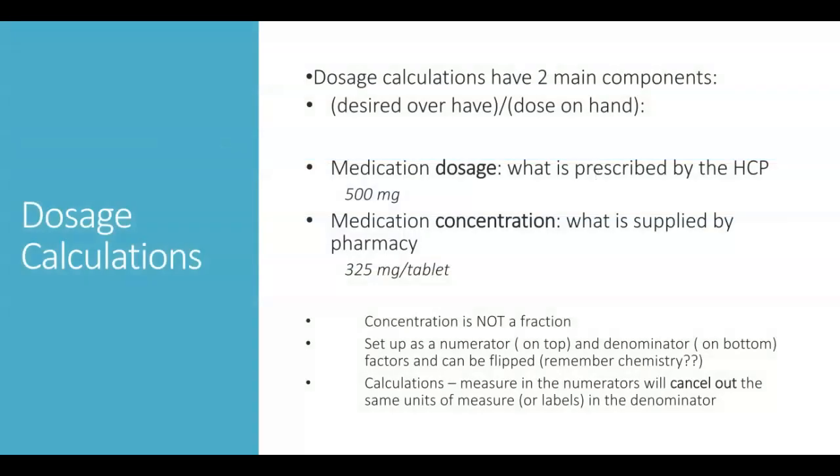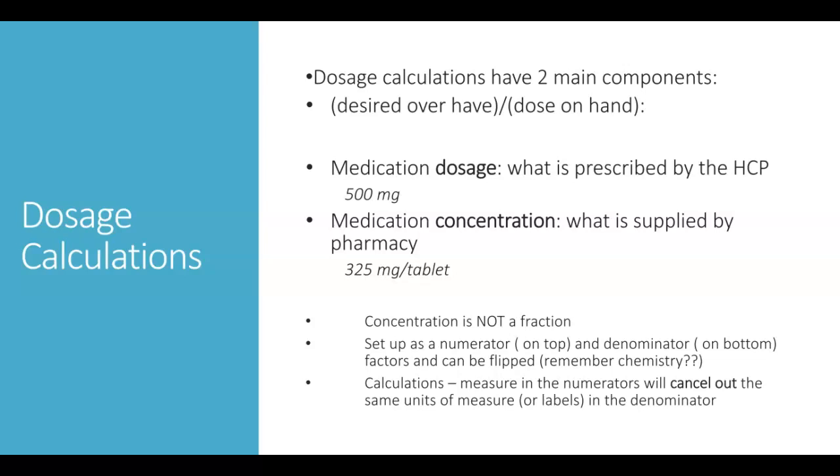All right, dosage calculations has 2 main components, and it's no different than that formula: desired over have, or what you have, your dose on hand. Those are basically the 2 components to dosage calculations. The medication dosage is what's going to be prescribed by the doctor. That's how much of something someone's going to get, and usually it's written in strength form, like milligrams. And then the concentration is typically how it's supplied by pharmacy, or how that medication is delivered, or how it comes.